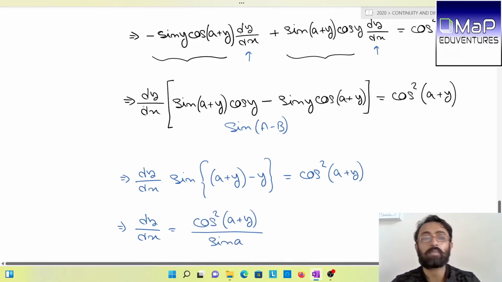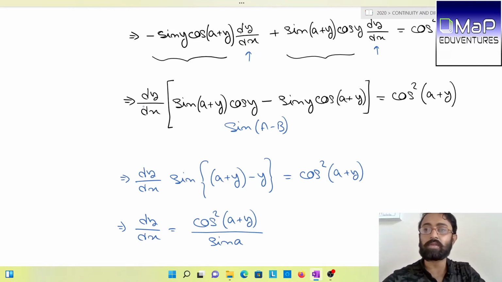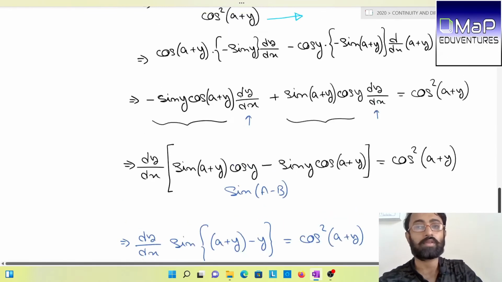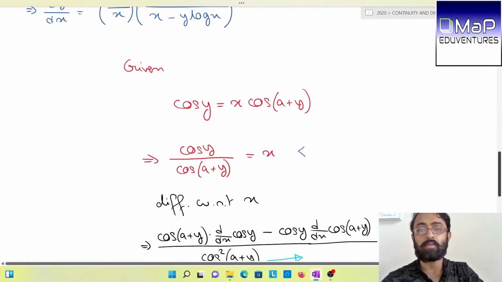Okay, so we cross multiply and y cancels. So this is your final result. Very simple, you just have to know how to differentiate, that's all. There's nothing more. And one more technique I used: I took cos(a + y) in the denominator.